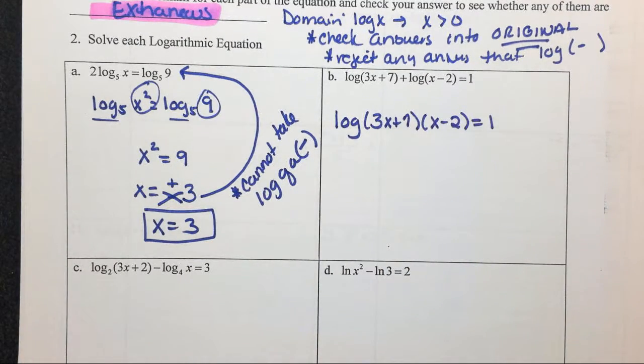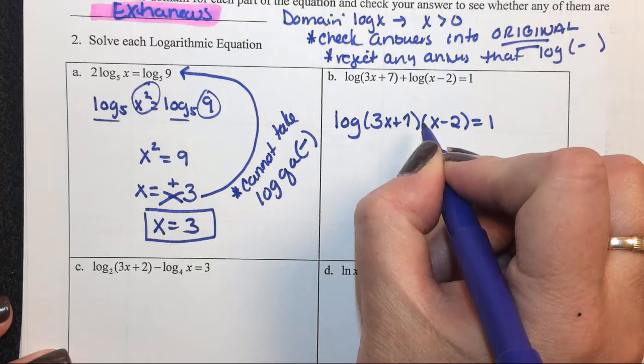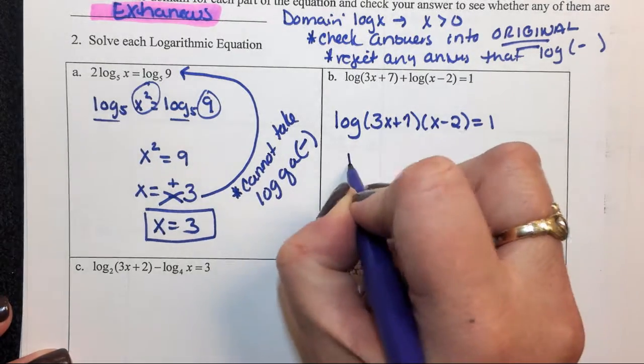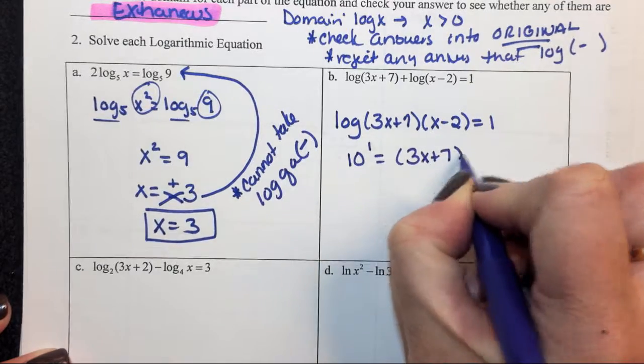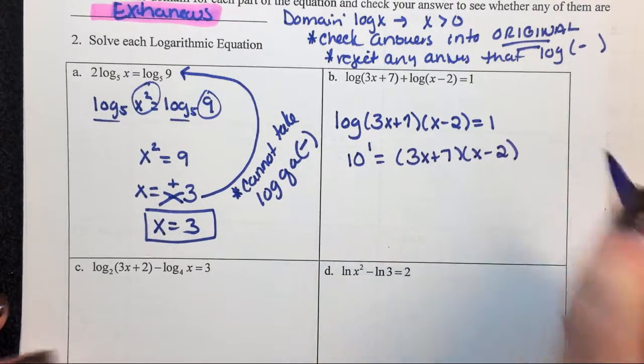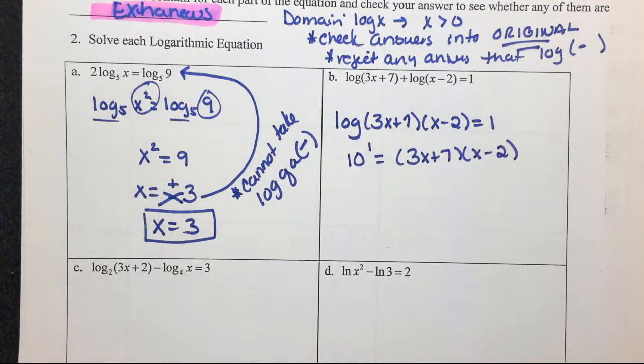So now you have a log equal to a number. So you can use that other strategy I mentioned. By the way, what is the base of this logarithm, even though it's not written? 10. Remember, base 10 is our common logarithm. So I can now flip this into exponential form. 10 to the first is equal to 3x plus 7 times x minus 2. Now you don't have a log equation anymore to solve. You just have a straight algebraic equation.